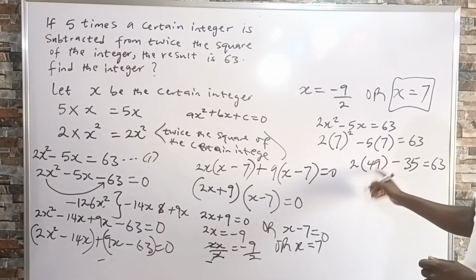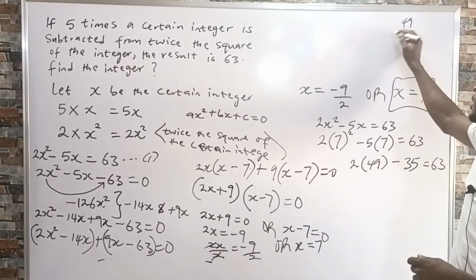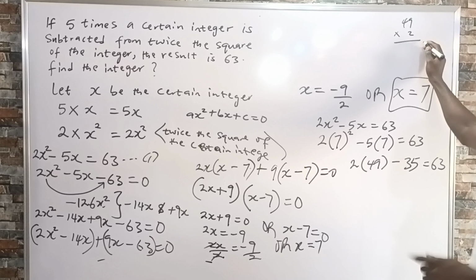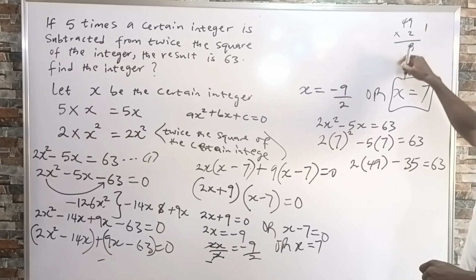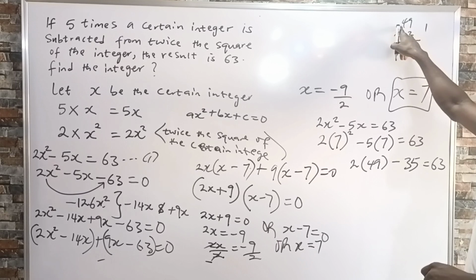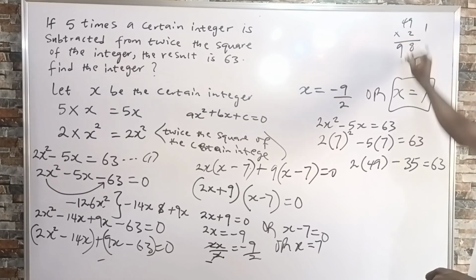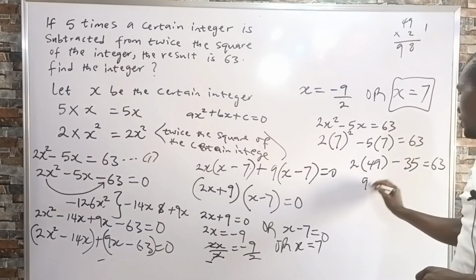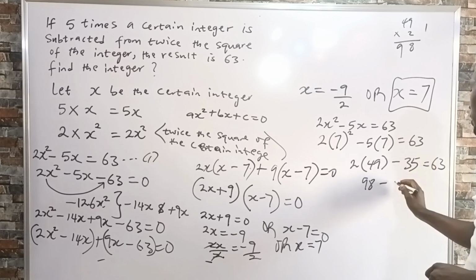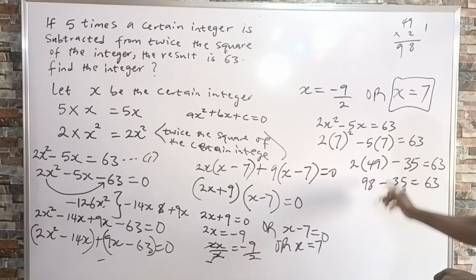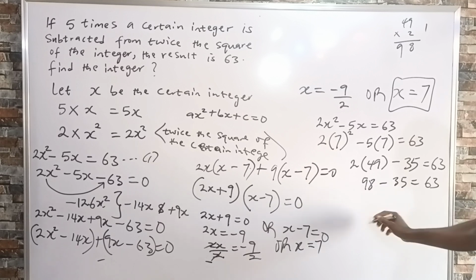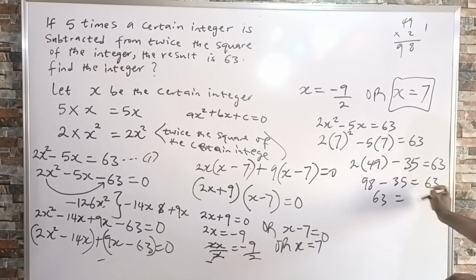So 2 times 49, okay? This is 49 multiplied by 2. Try to always show your work. 2 times 9 is going to be 18, borrow 1. 2 times 4 is going to be 8. 8 plus 1, 9. So 2 times 49 is going to give us 98. And will 98 minus 35 produce 63? That's the question. And when you subtract 35 from 98, it's going to be 63. It simply means that 63 is equal to 63.